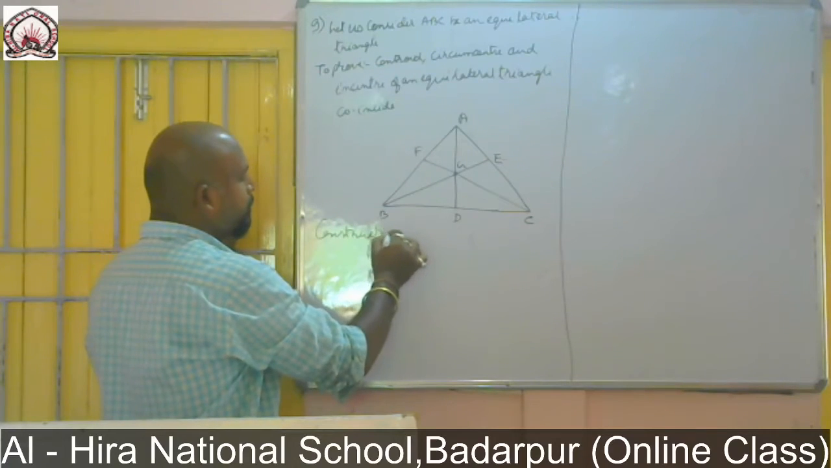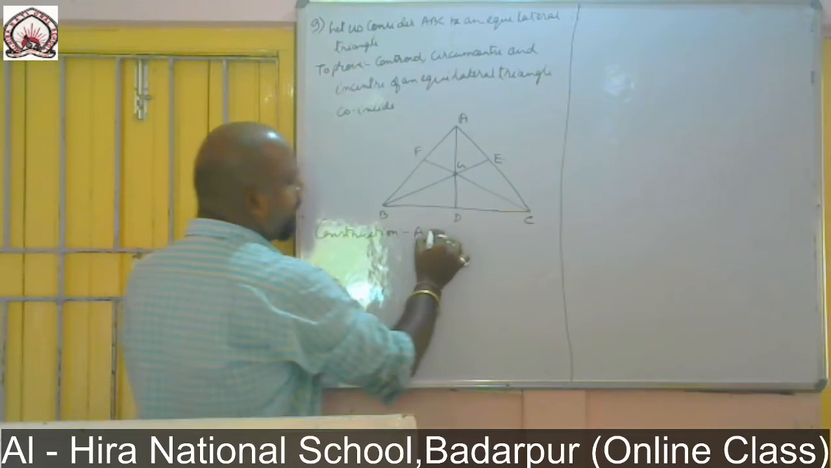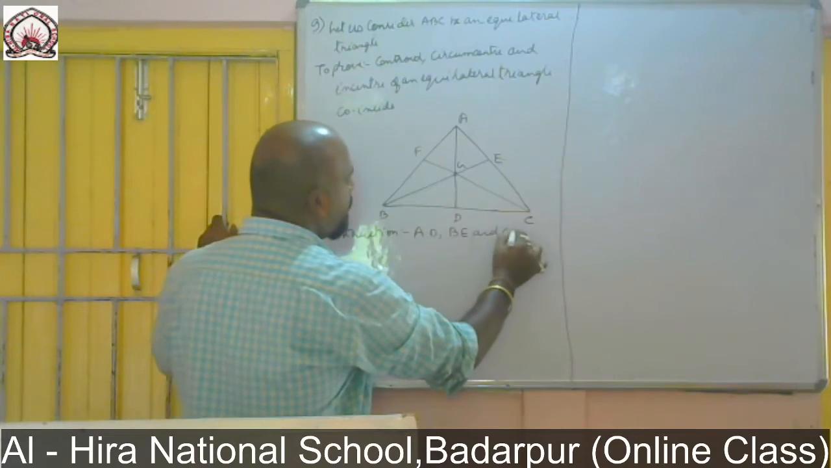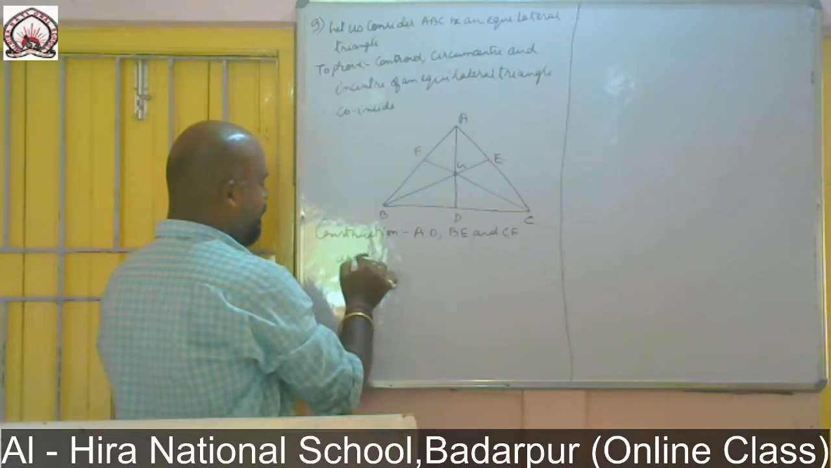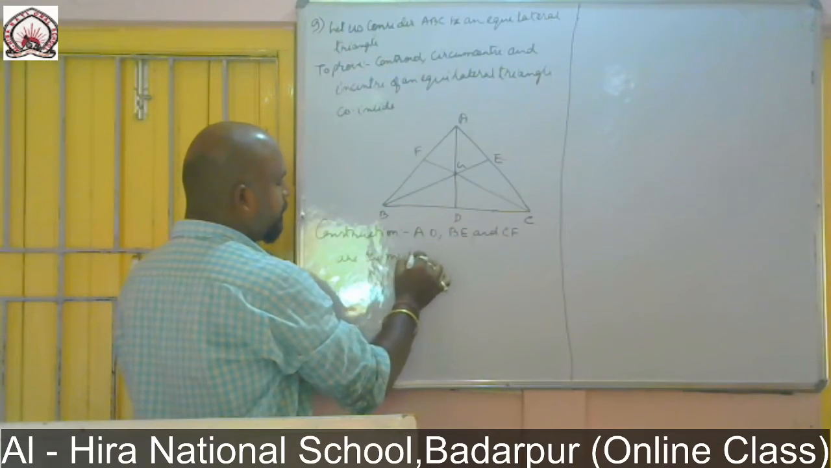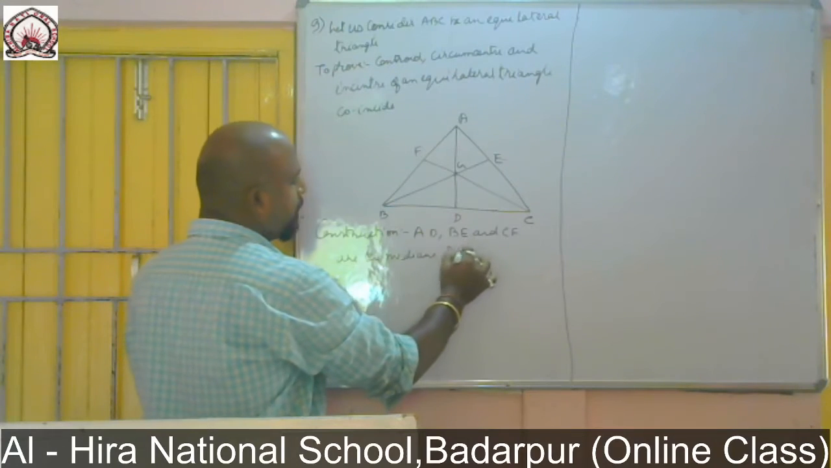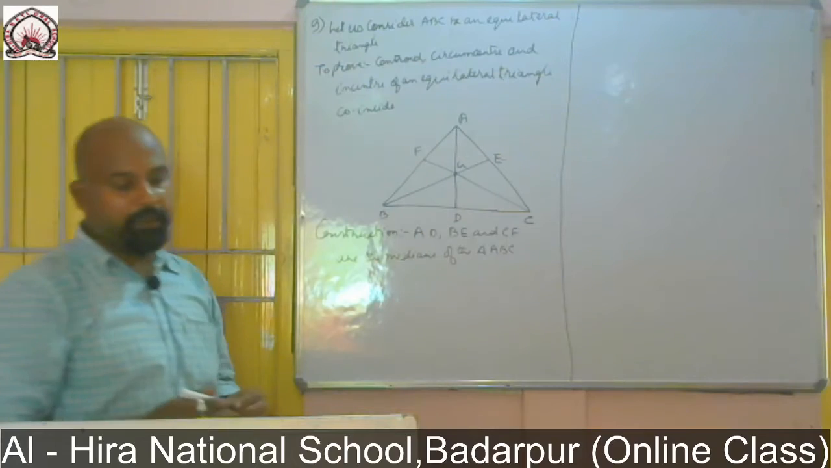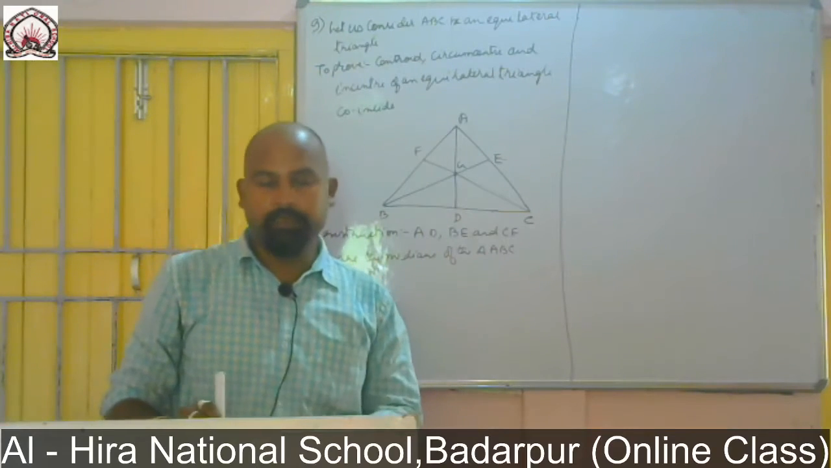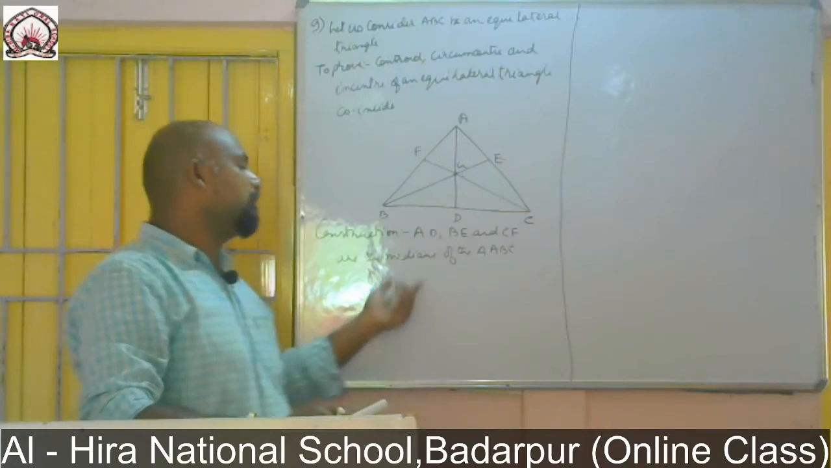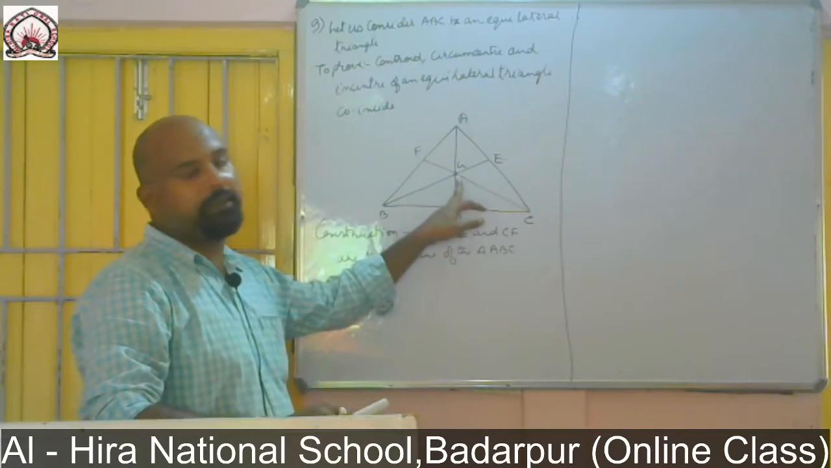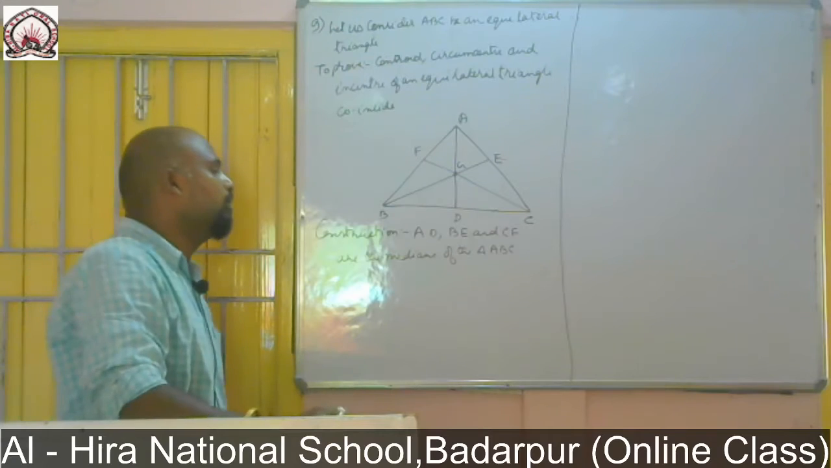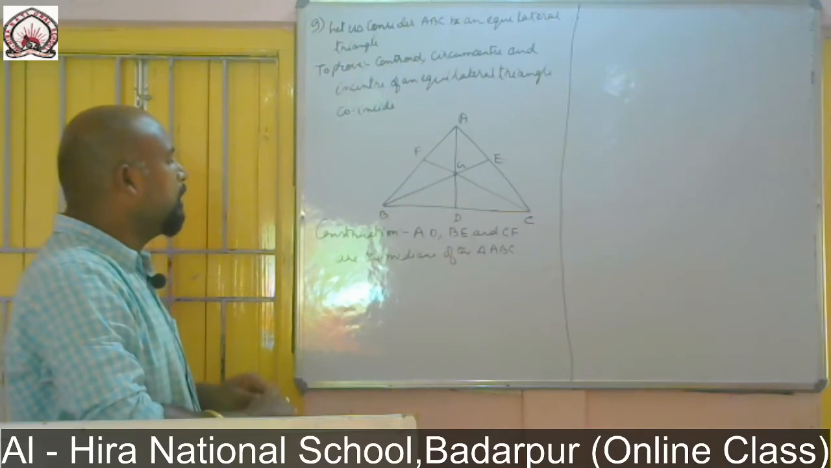Construction: AD, BE and CF are the medians of the triangle ABC. These are nothing but the medians of the triangle ABC, and they intersect at the point O. Okay. They intersect at the point O. Okay.